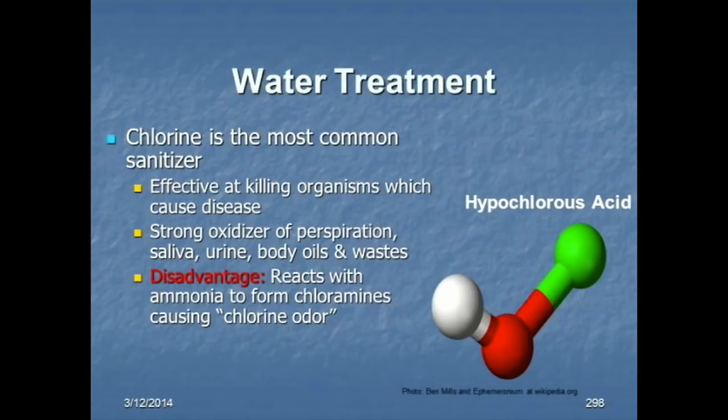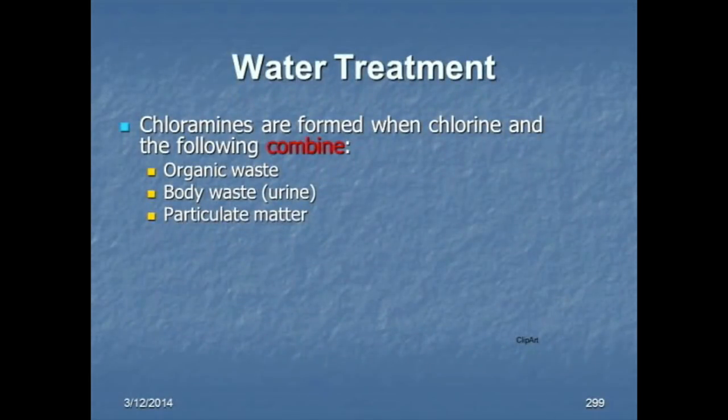That's what produces the chlorine smells, the chlorine odors. Free available chlorine, pure chlorine, has no odors and no smells, but once it combines with these other products, that's when you get the smell, the burning eye sensation within a swimming pool. So let's look at how those chloramines are formed.